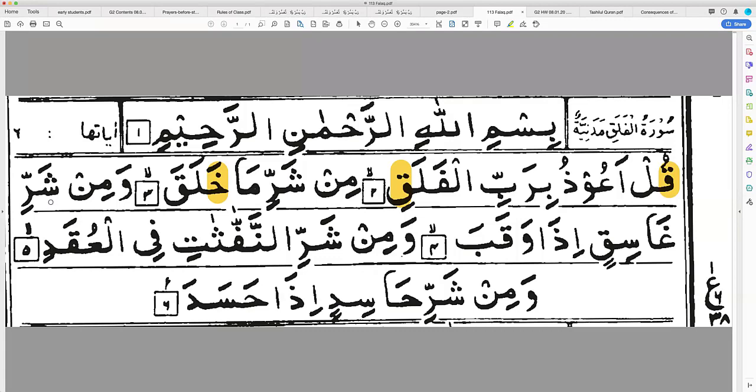Wa min sharri gha. Well done, because this is a thick sound. Ghasiqin idha waqab. Dhal, idha waqab. Tip of your tongue, put it between the very front two teeth, yeah? Dhal. Well done. So, idha waqab. Well done. Idha waqab. From here again.